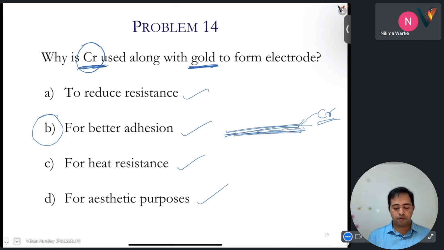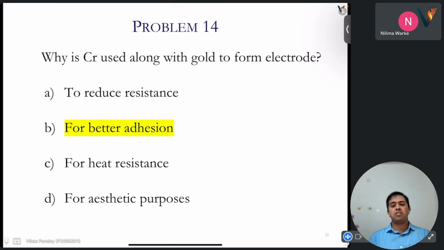So it is for better adhesion. Almost in all the depositions, we go for chrome or sometimes titanium also. Chrome or titanium, these are the common adhesion materials for gold.